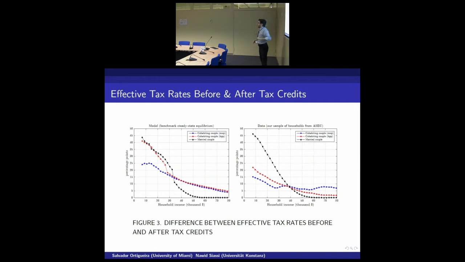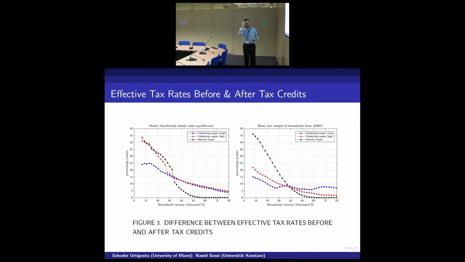And this is the one generated from the model. As you can see, it has a similar shape. Obviously, there is some difference because the model is just an approximation. But for married couples, it's quite close. For the other, the ranking is the same, even though the position is a bit different. But quantitatively, it's very similar. So the model does a good job at capturing how tax credits contribute to reducing effective tax rates.